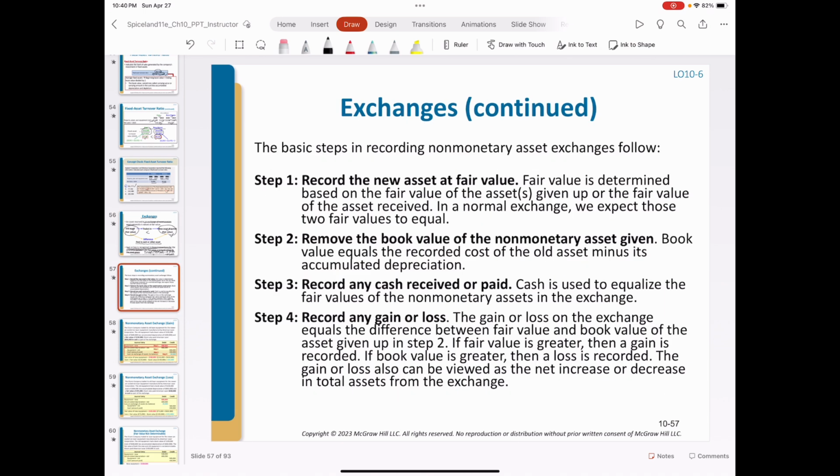The procedure to document this transaction is, step 1, we recognize the new asset at fair value. We will debit the fair value of the new asset. Then remove the old asset's book value through the journal entries. Record the cash receipts or payments. Record any gains and losses, depending on the fair value and book value of the old asset.